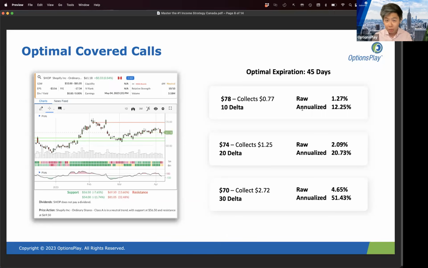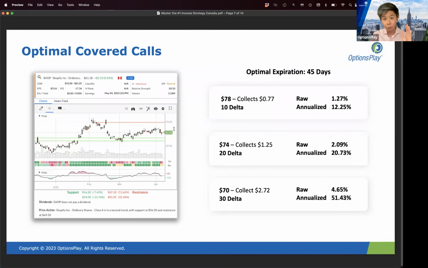Now, the good news is that it's really easy to pick the right expiration date and strike price. I'm going to explain to you why this specific expiration date and strike price is the key to consistent income in your portfolio. So let's do a little bit of a thought experiment.